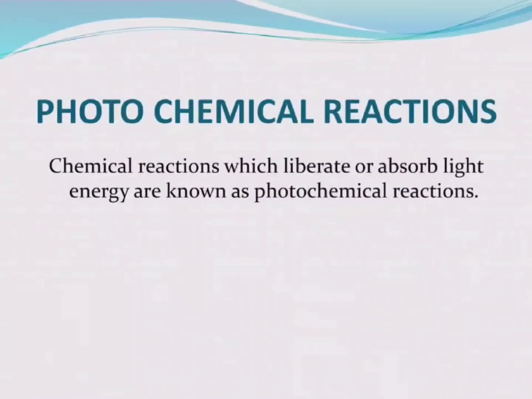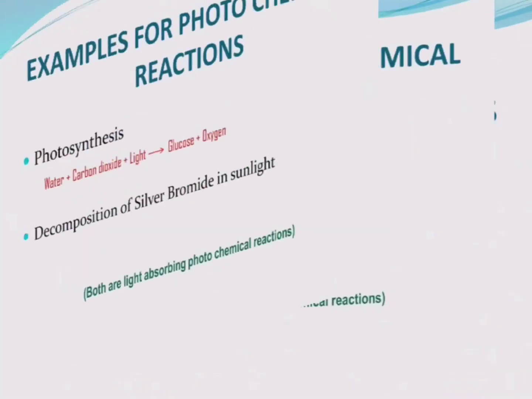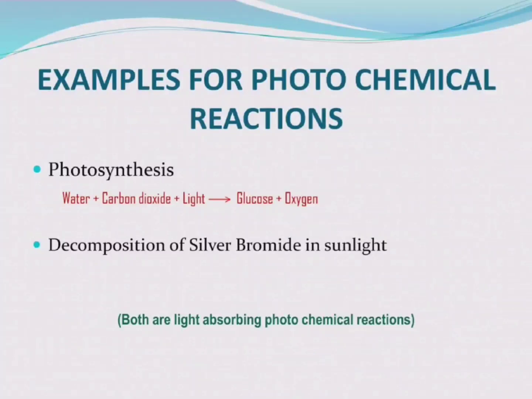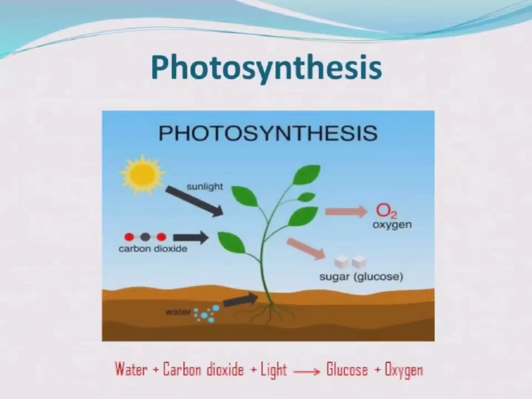The second type of chemical reaction that we are going to discuss is the photochemical reactions. Chemical reactions which liberate or absorb light energy are known as photochemical reactions. Let's look at the examples for photochemical reactions. The first one is photosynthesis and the second one is the decomposition of silver bromide in sunlight. Let's analyze these examples in detail.